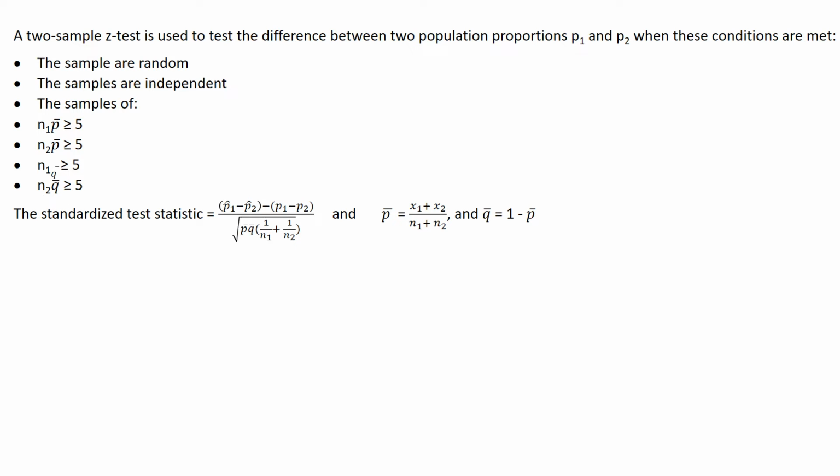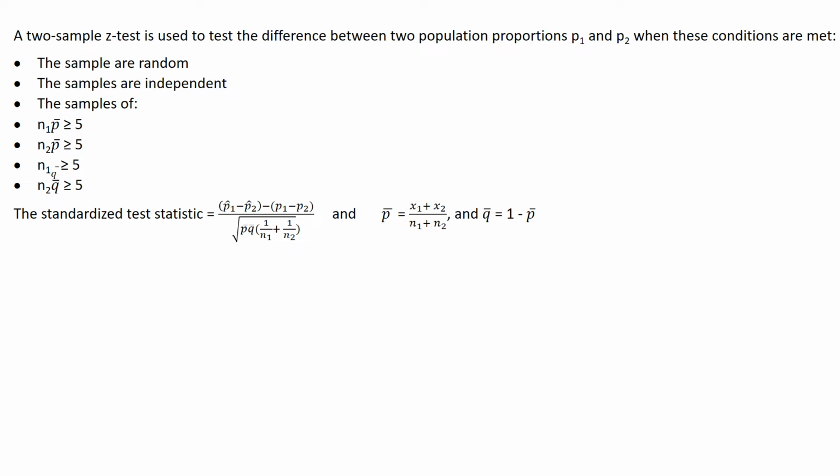As in Chapter 6, we have to make sure our number of samples times our success, which is our p hat, is greater than or equal to 5. And that goes for both of the two different sets of samples. They'll all have to be greater than 5. And you see here the standardized test statistic is very similar to what we do in Chapter 6.